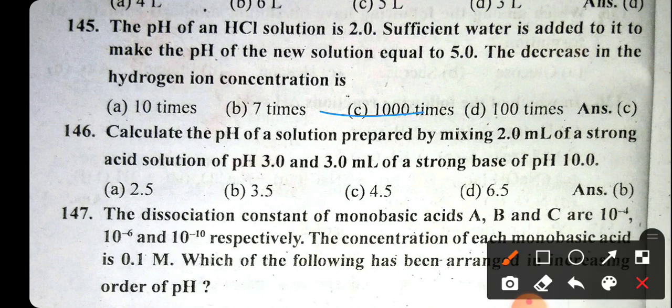Now the next question is calculate the pH of a solution prepared by mixing 2.0 ml of a strong acid solution of pH 3.0 and 3.0 ml of a strong base of pH 10.0. Option B will be the right answer, that is 3.5.